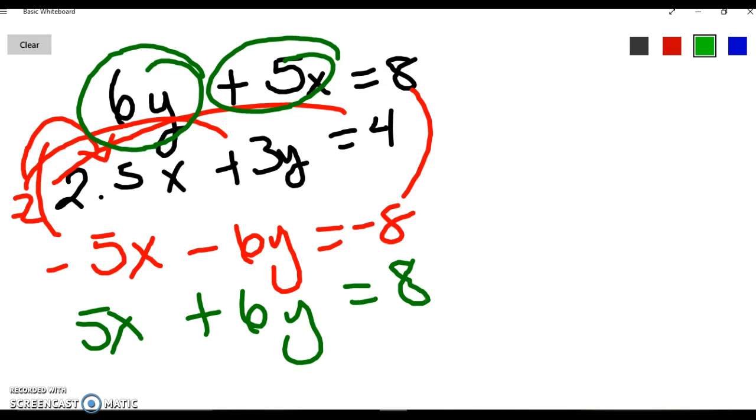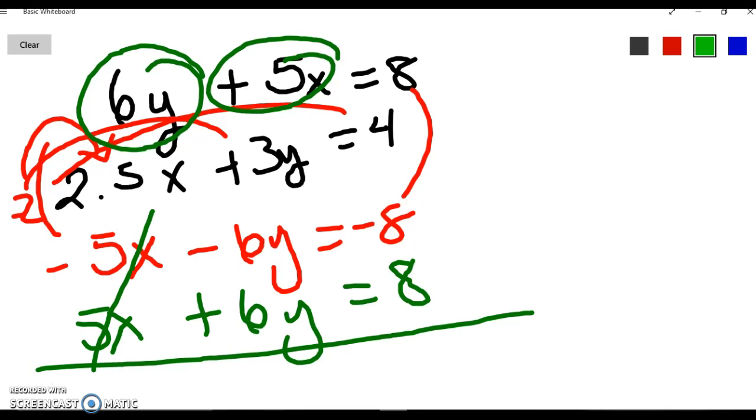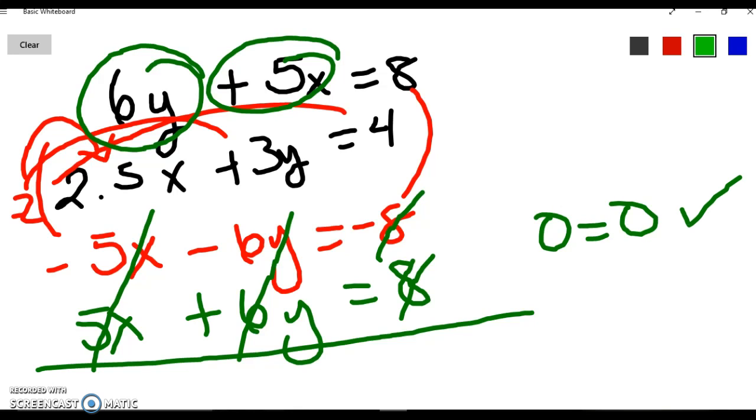And now I'm going to add it like I normally would. And so my 5x cancels out, my y cancels out, and my 8 cancels out. So I'm left with 0 equals 0. Well, 0 equals 0 is a true statement. 0 does equal 0. So it has infinitely many solutions. I hope that this helps.